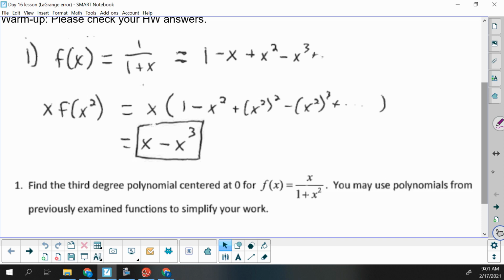If we want x over 1 plus x squared, well, now we're subbing an x squared in for all the x's. That's what we have in the parentheses. And then to get the x on top, we've got to multiply by x. So if we do that out, we only want till the third degree, so that would just be x minus x cubed.